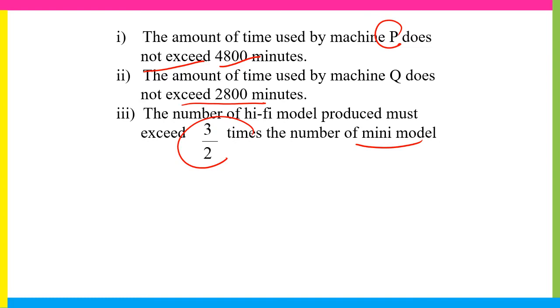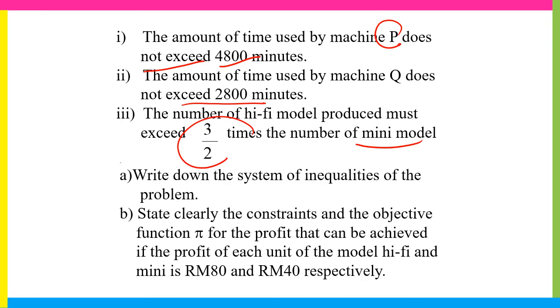Okay. So now we know that X is the quantity of hi-fi and Y is the quantity of mini. So now write down the system of inequalities of the problem. So we want to find the system of inequalities. What can we relate with all this problem? State clearly the constraints and the objective function P for the profit that can be achieved if the profit of each unit of the hi-fi and mini model is 80 and 40 ringgit respectively.